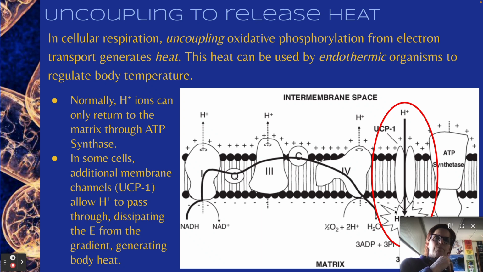Whatever. It says heat back here. So it says heat right there. So heat is released if we let some hydrogens back through without making ATP. And that's what warms our bodies. And that's what also makes us less efficient. So we have to eat more food in order to be able to heat our bodies. Animals that are ectotherms don't have to eat quite as much.